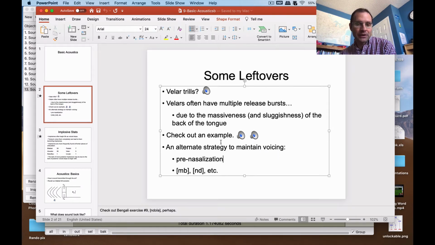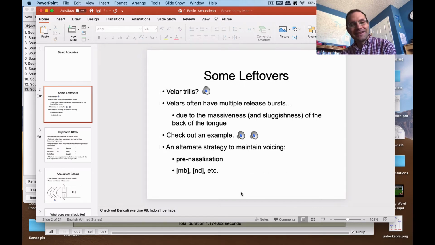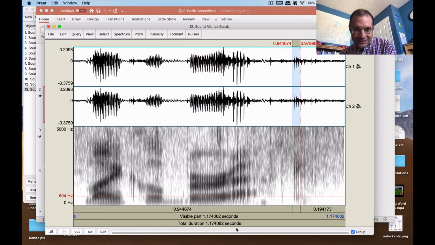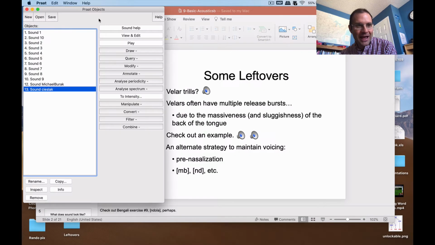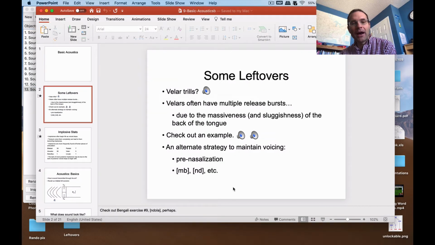So watch out for that when you're looking for velar stops in the world of acoustic phonetics. It's kind of a distinctive signature characteristic for those guys. I've also got a note here about trying to maintain voicing, the problems we can get with that when you're trying to produce a voiced stop of some sort. Basically, it's hard to say a voiced D or what have you for a long period of time.